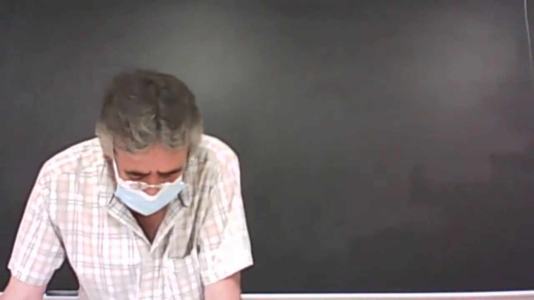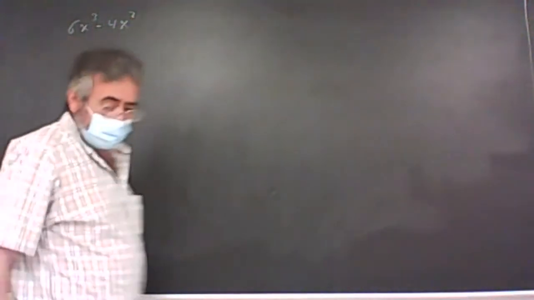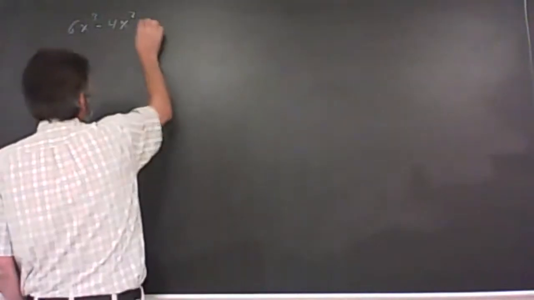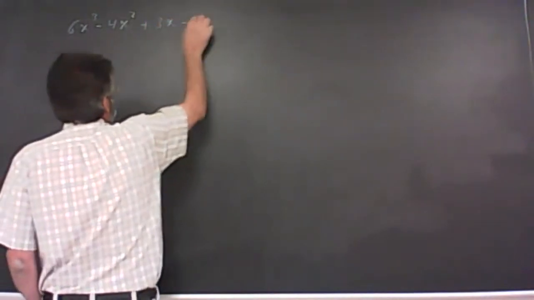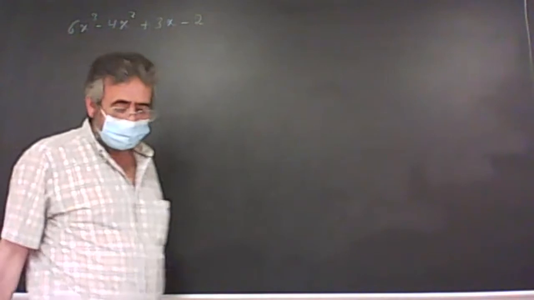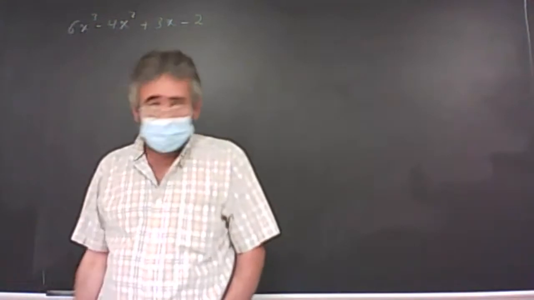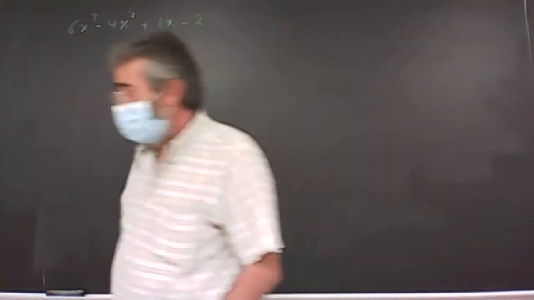Find all zeros. It says 6x cubed minus 4x squared plus 3x minus 2. And it says to list them all first and then find the zeros. Yeah? So let's do that. So first, let's list them.